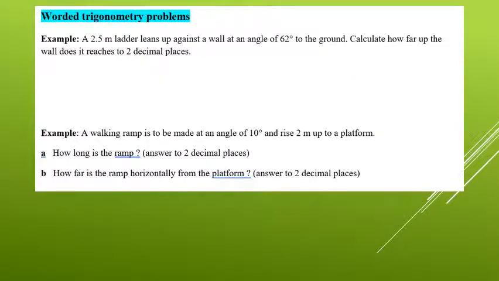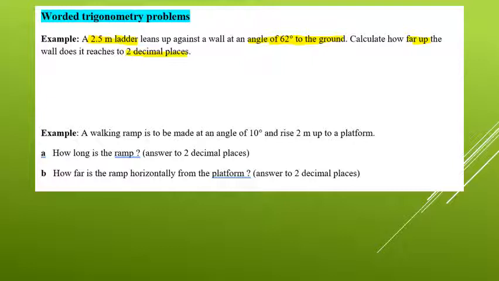Okay, got a couple of word problems here. The first one says I've got a 2.5 metre ladder, leaning against a wall at an angle of 62 degrees to the ground. And we're asked to calculate how far up the wall it reaches, to 2 decimal places. So they're the key things in this question.